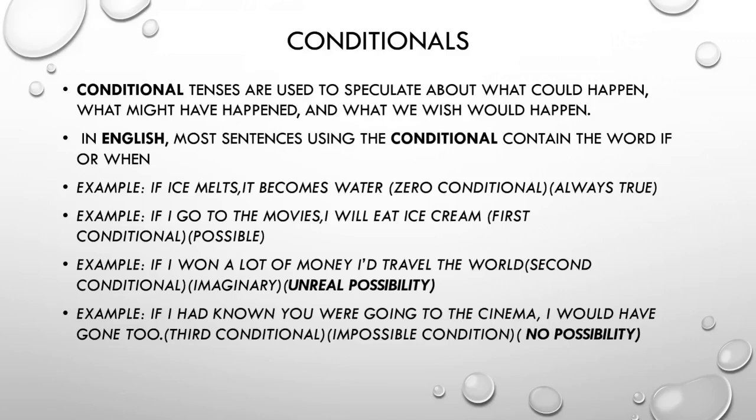If I had known you were going to the cinema, I would have gone too. This is known as a third conditional, and this is actually an impossible condition, and there is no possibility of this happening. In the third conditional cases, we are talking about the past. The first and second conditional, we talked about the future. Now we talk about a condition in the past that did not happen. That is why there is no possibility for this condition.